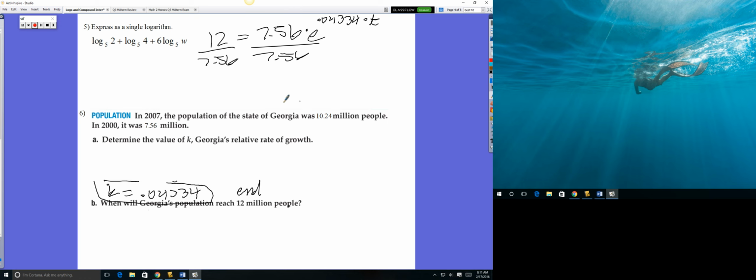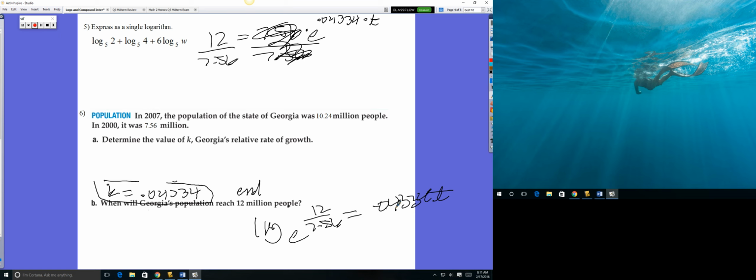And then you have e all by itself with this 0.04334 times T. Solve for T. The only way you can ditch that stuff is do a log. So it's going to be log in base e of whatever that number is, 12 divided by 7.56 equals 0.04334 T. Solve for T.